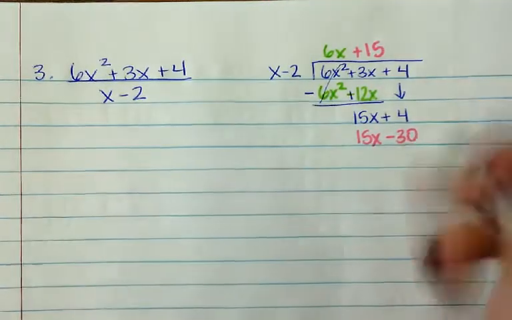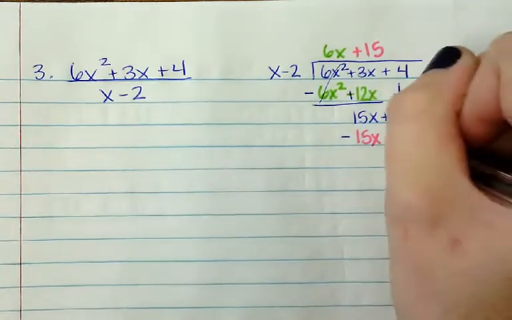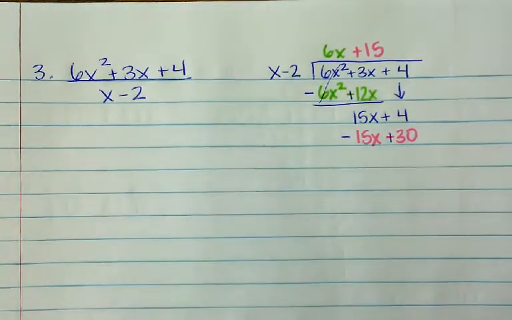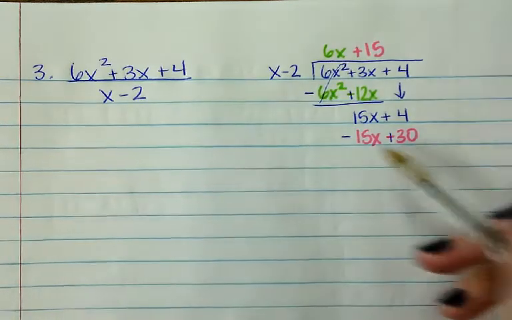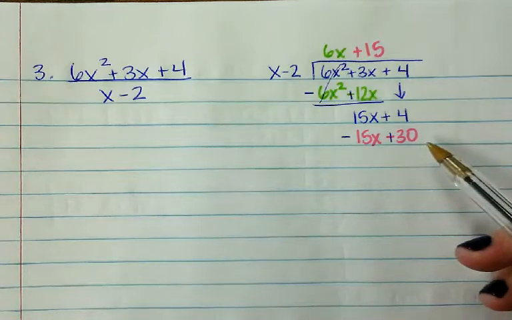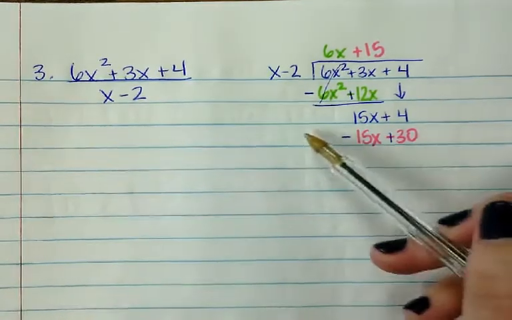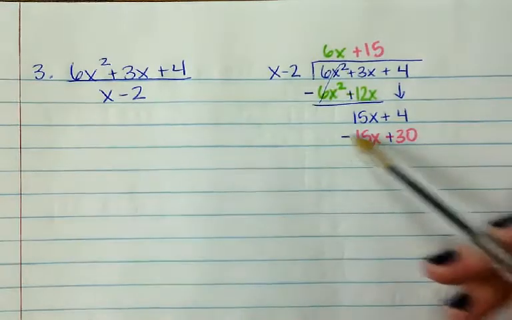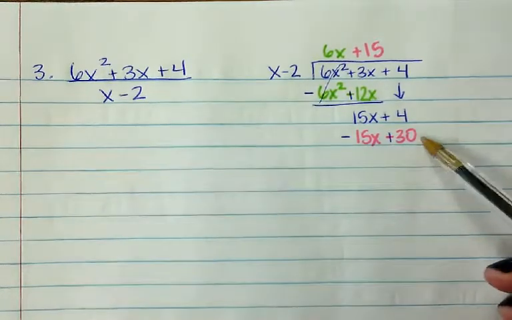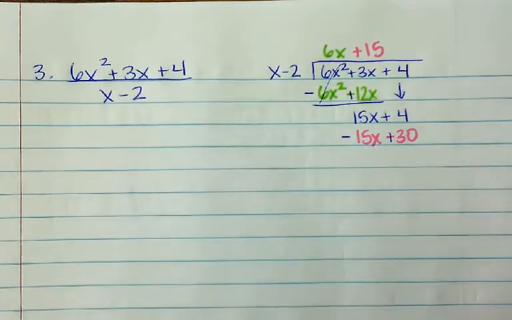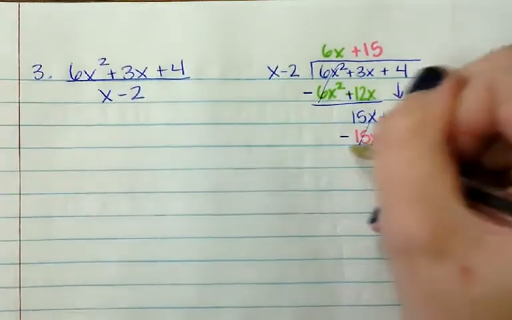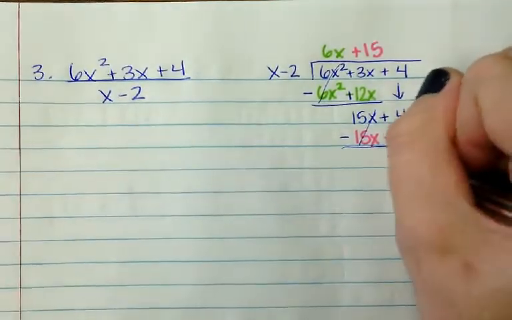Okay? Yes, sir? How come the negative 30 somehow becomes a positive 30? So when you subtract a negative, you change your sign. Because we're subtracting both. We're subtracting everything. So I'm subtracting 15, and I'm subtracting negative 30, so it becomes a positive. So this guy right here, good question, becomes 4 plus 30 is 34. And this right here is our remainder.